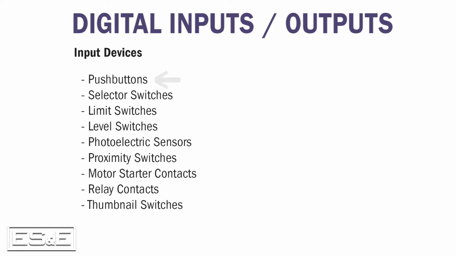You have push buttons, which can be used to start or stop a control system. Limit switches and proximity switches can indicate that a component is either in position or out of position. And motor starter contacts provide feedback that tells the PLC that a motor is either running or not running.